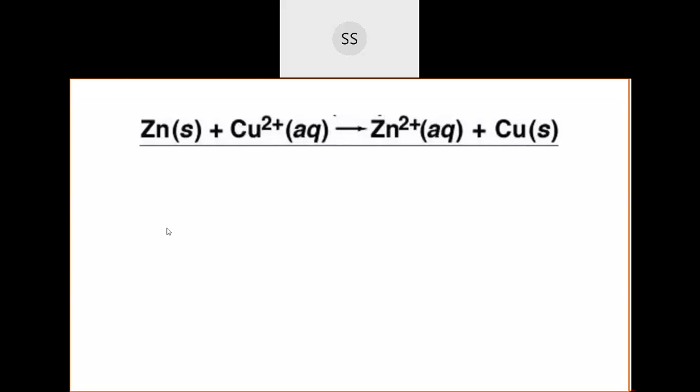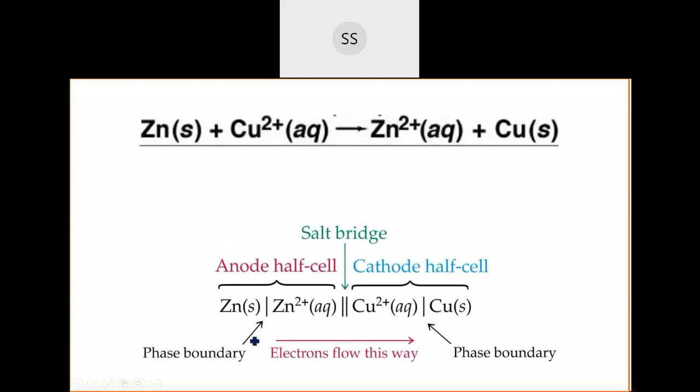That is zinc plus Cu2+ ion giving Zn2+ plus copper. Okay, so it's a Daniell cell equation. Now how will you represent this particular cell? Okay, so when you are representing, you need to remember first what you are going to write is the anode half cell. Okay, once you write the anode half cell, then there is a salt bridge, and then you have to start with the cathode half cell.